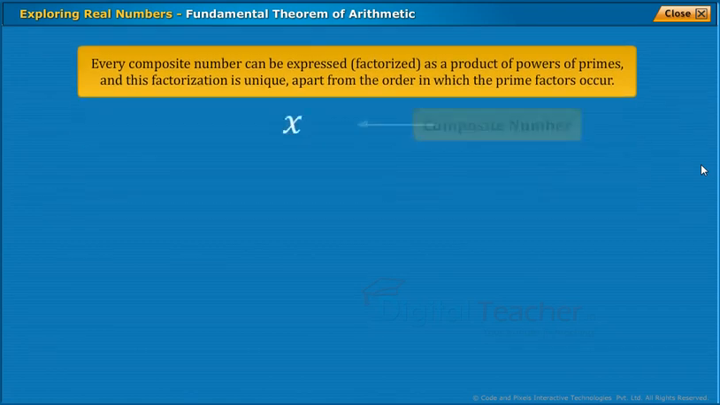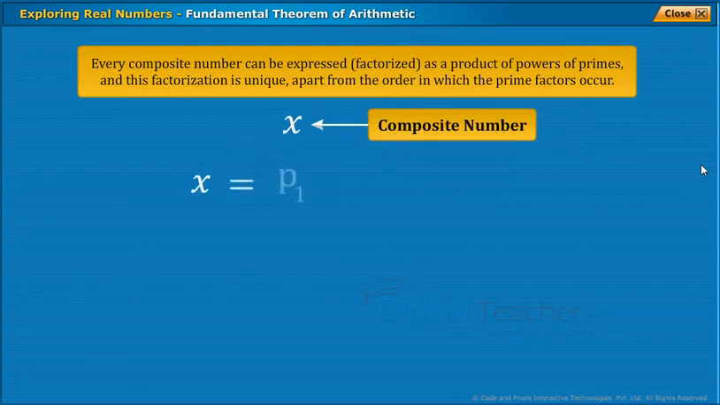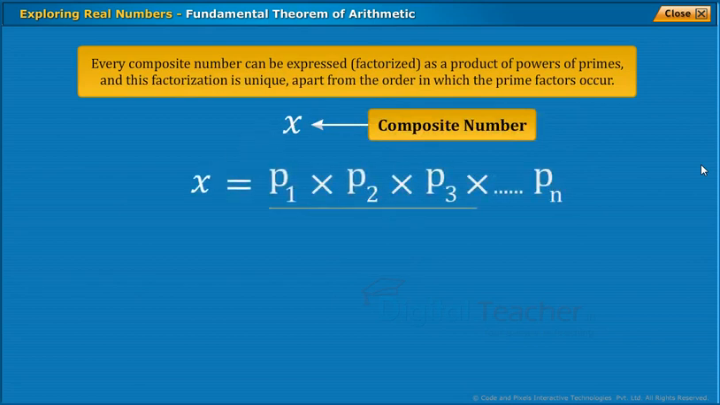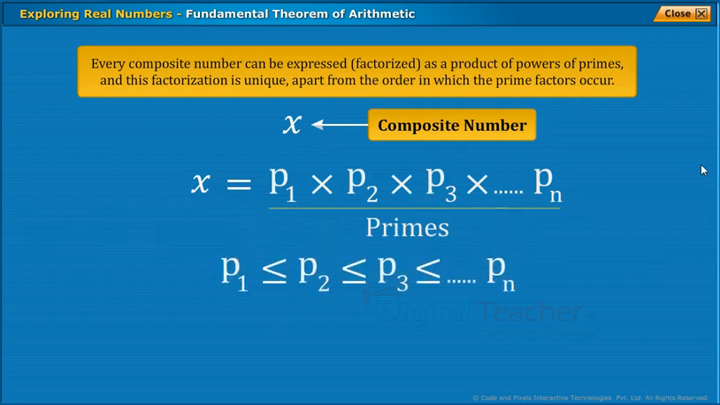Let x be the composite number. Let us factorize it as shown, where x is equal to p1, p2, ..., pn, the primes. If we use the same primes, we get all the powers of primes. When the primes are arranged in ascending order, we get p1 less than or equal to p2 less than or equal to p3, and so on up to pn. Then the factorization of the number is unique. For example, 163800 is written as shown on screen.